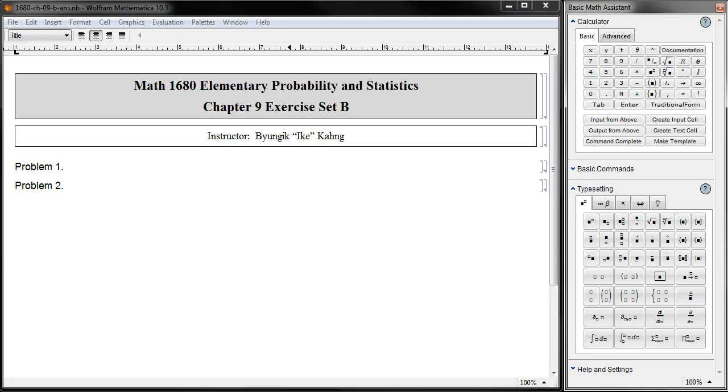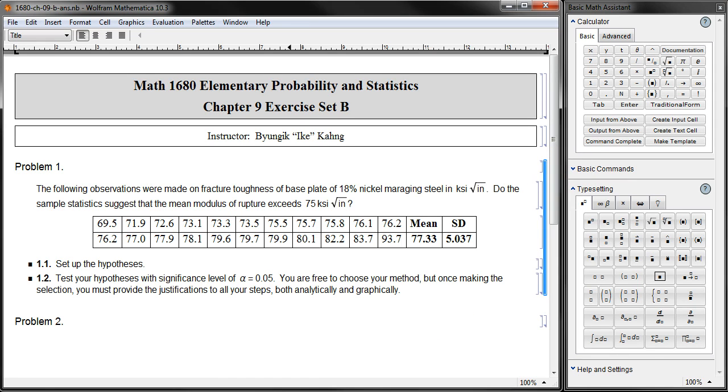Here's Chapter 9, Exercise Set B. We deal with hypothesis testing here, and here is the first problem. The following observations were made on fracture toughness of base plate of 18% nickel maraging steel. Do the sample statistics suggest that the mean modulus of rupture exceeds 75?